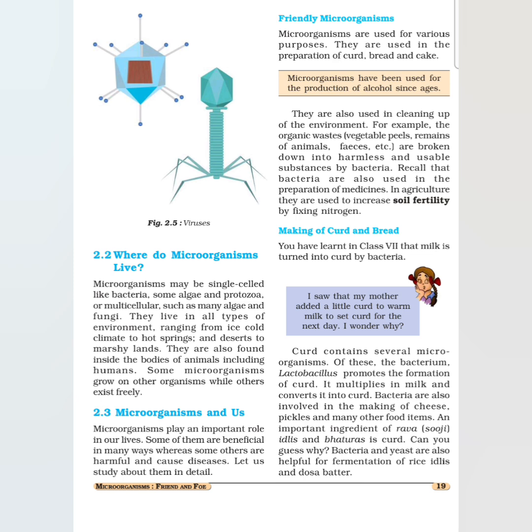Now let's understand why the chapter is called friend and foe. Some microorganisms are our friends. They help in making curd, bread, cheese, and even cleaning the environment. But some are enemies, meaning foe. They cause dangerous diseases. Okay, now let's start with the friendly ones, that is, friendly microorganisms.